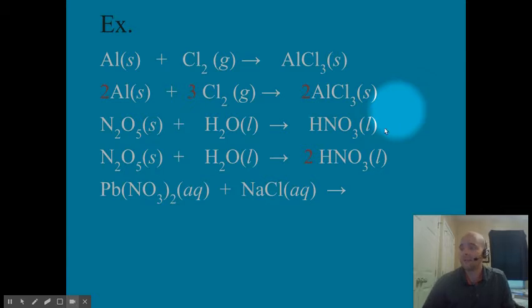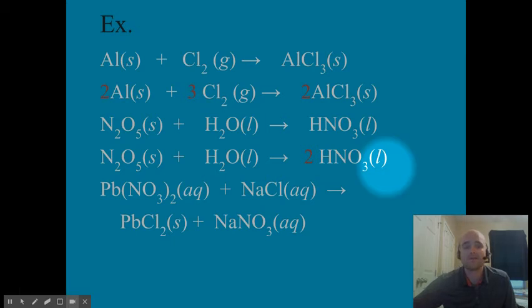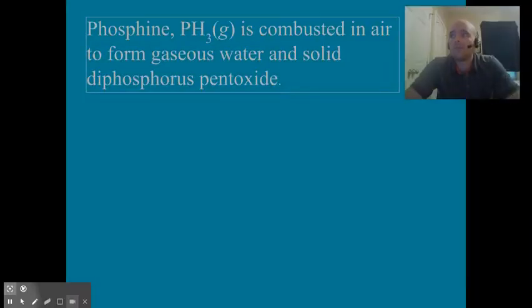If I take lead nitrate plus sodium chloride, will yield lead chloride plus sodium nitrate. To balance that out, I need to add a coefficient of 2 in front of the sodium chloride and a coefficient of 2 in front of the sodium nitrate. We need to be familiar with creating our own chemical equations from words.